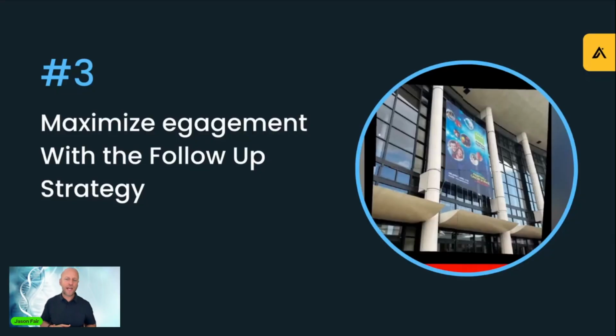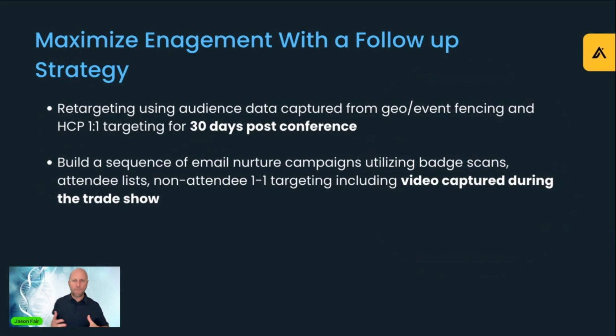And then the third and final tactic, which in my opinion is one of the most important ones, is: what's your follow-up strategy? We want to be able to maximize engagement with the follow-up strategy. As I was talking through these different tactics, whether it's tactic number 1, leveraging the NPI data, or tactic number 2, the geo-fencing, both of those campaigns have retargeting in them. So that's a great follow-up strategy. Again, we're going to get the data specifically from the HCP targeting, and we're going to be able to retarget them. And then the geo-fencing and the event fencing works 30 days after AACR or ASCO.